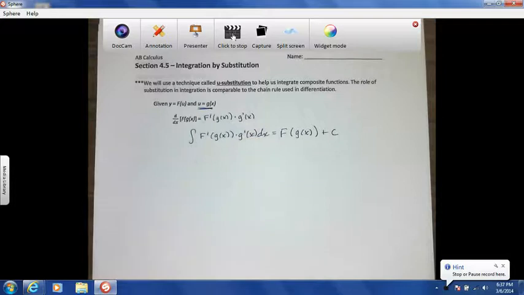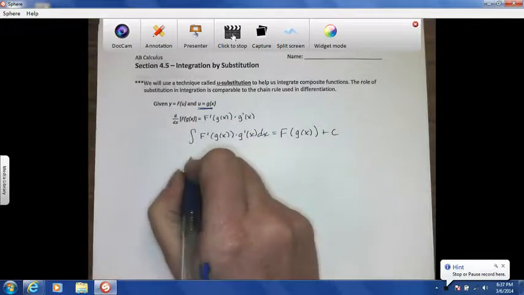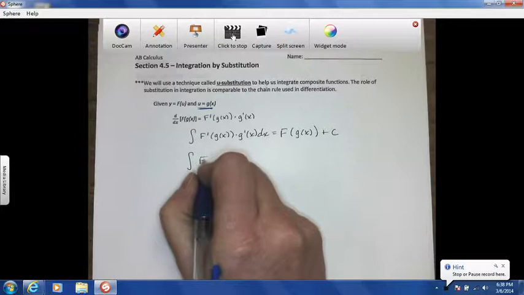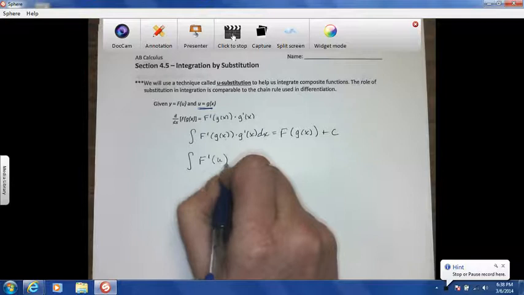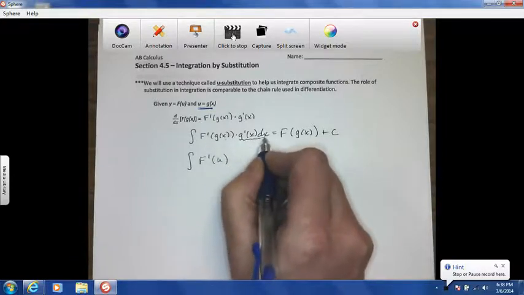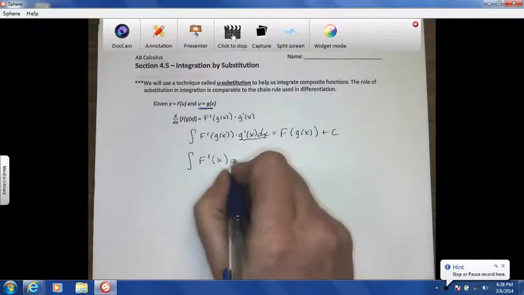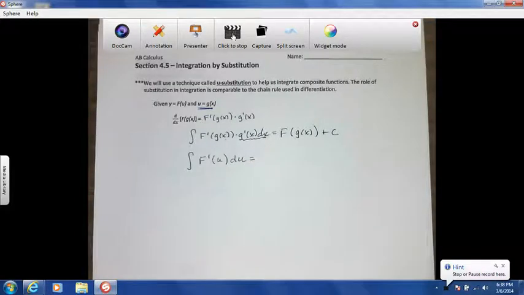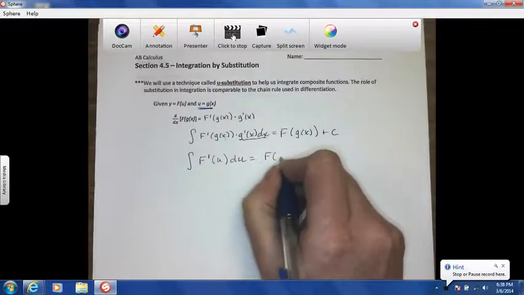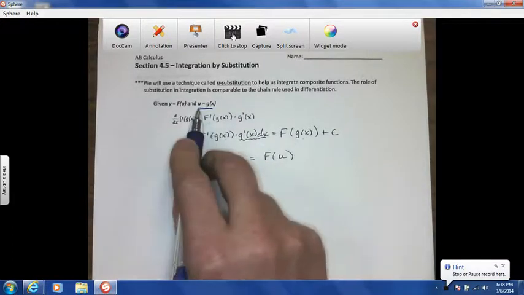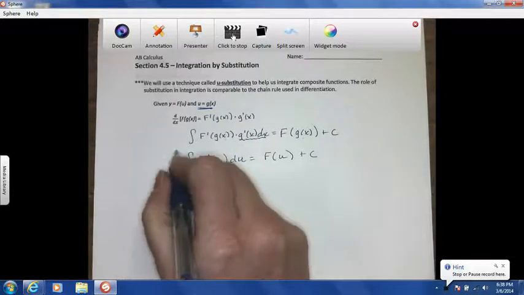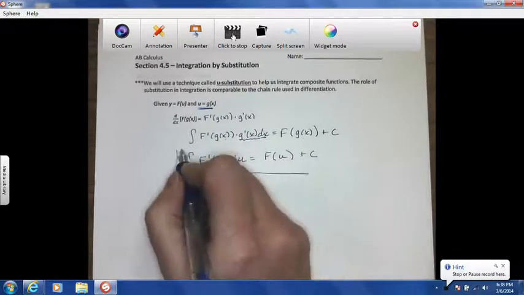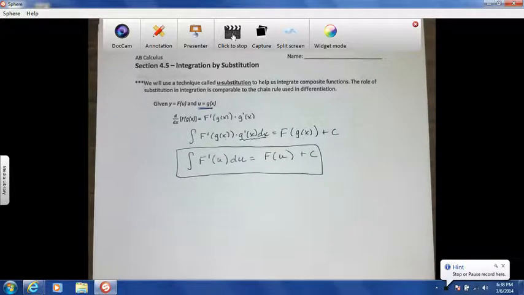Now, I'm going to make this look a little bit simpler by using my substitution that u is equal to g of x. So I'm going to restate this and say the integral of f prime, and instead of g of x, I'm going to substitute the letter u, and then instead of g prime of x dx, I'm going to say that is the derivative of u. And that is equal to f of, once again, g of x, which becomes u, plus the constant of integration. This formula right here is what we are going to use to do the integration of composite functions. Let's try a couple examples.